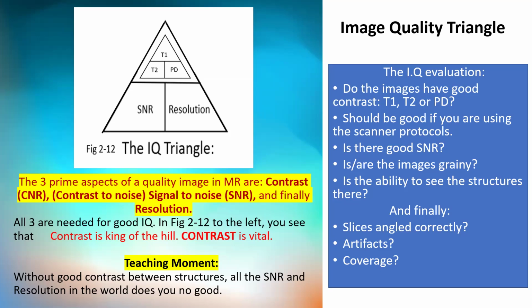Or you've got decent signal, but your noise went through the roof. All right. Then for resolution, can I see the structures that are there? Am I able to see the structures that they're looking at? And finally, the last thing that you want to say to yourself is, are my slices angled correctly? Do I have artifacts? And did I cover the entire anatomy?